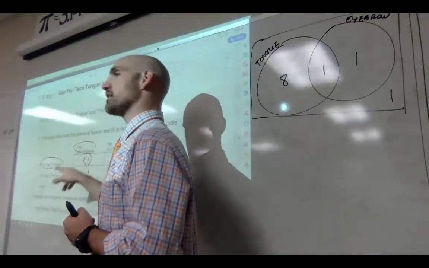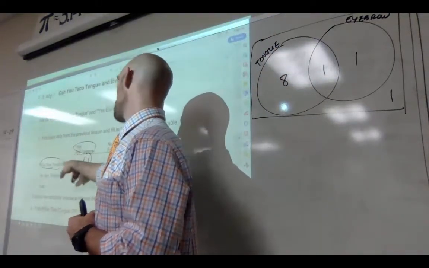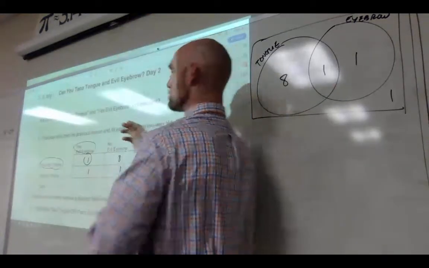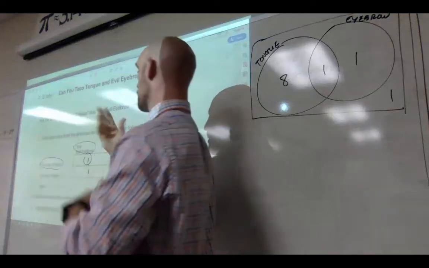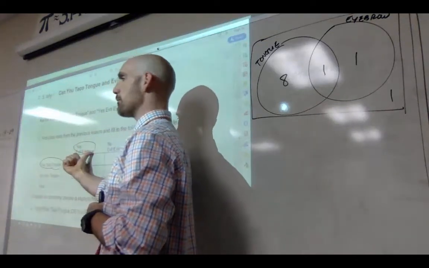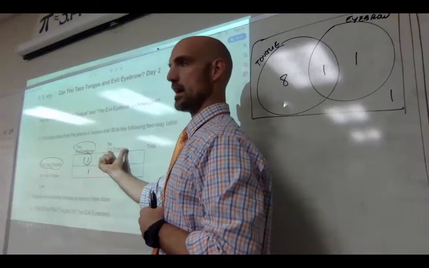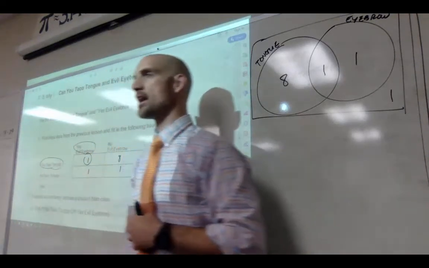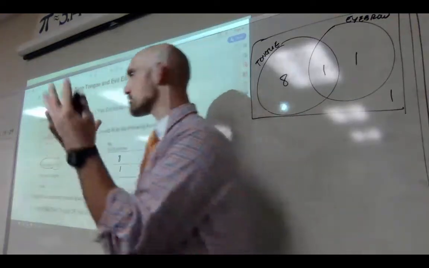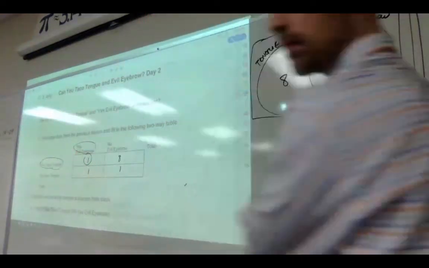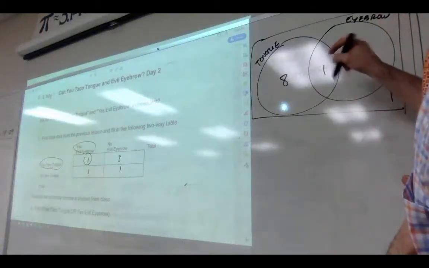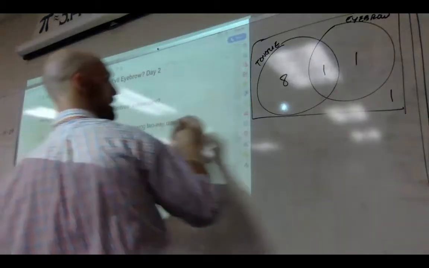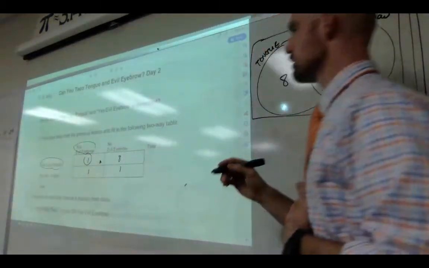So can you do taco tongue? Can you do evil eyebrow? Those always go in the upper left part. The complement to those events, meaning the opposite of what it is, goes in the other one. Yes, evil eyebrow. The complement to that is no evil eyebrow. Yes, taco tongue. The complement to that is no taco tongue. As we fill in our two-way table, it's going to inform our Venn diagram. So the one here, I'll just label this. Let's make this A.